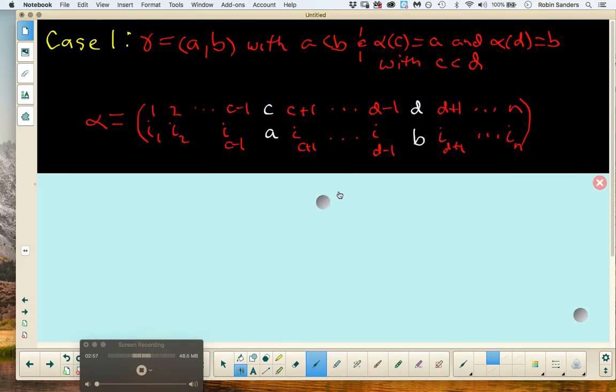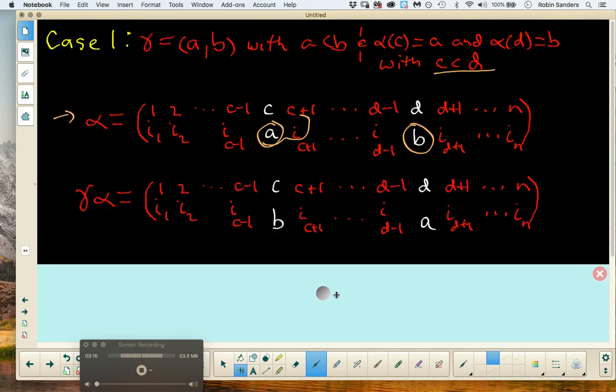So the first thing is we're going to need to look at getting the two-row notation. Since we're assuming that C is less than D in case 1, if this is our two-row notation for alpha, to get the two-row notation for first do alpha, then do gamma, all we have to do is switch the order of those two elements. So this turns out to be the two-row notation for first do alpha, then do gamma. And again, you'll notice all I did was switch the two elements.